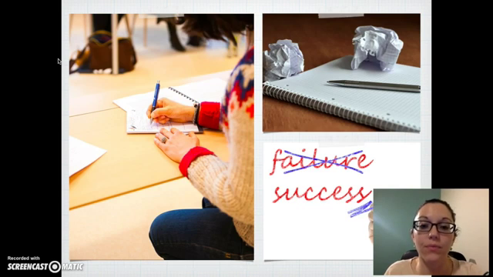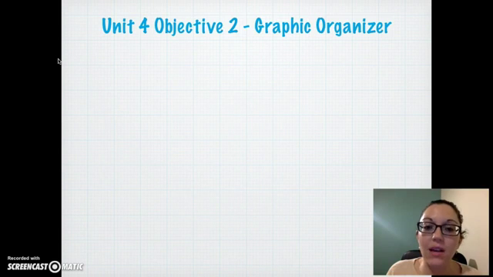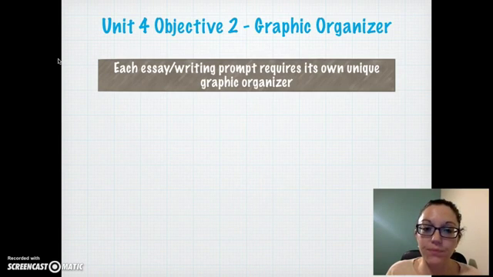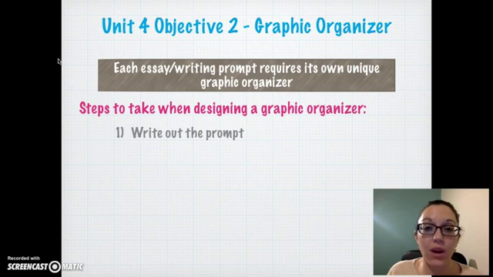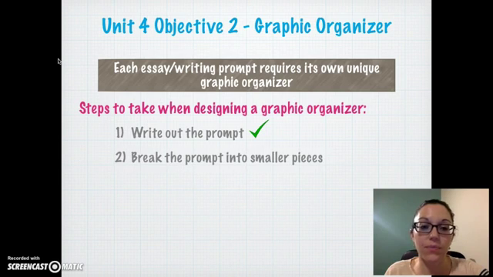Remember that while this graphic organizer will work for this prompt, it will not work for all writing prompts. The basic layout might be the same, however you'll have to reword and change parts of the graphic organizer in order to suit the specifications and requirements of each prompt. There are 3 steps you need to take when creating a graphic organizer to suit a specific writing prompt. Number 1, write out the prompt. Number 2, break the prompt into smaller pieces. Number 3, create the graphic organizer.